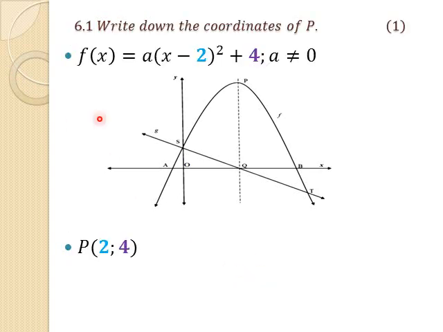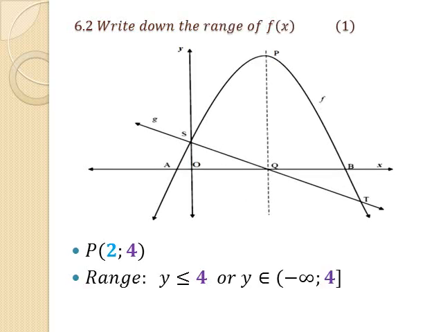So let's do the problem. So to get the coordinates of P, we should know in that equation my value of P, value of Q. P always changes, Q always stays as it appears. So P there would be 2, not negative 2, but become positive 2 and positive 4. So P is (2; 4), that's my turning point.